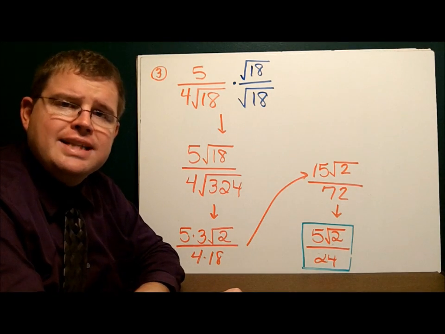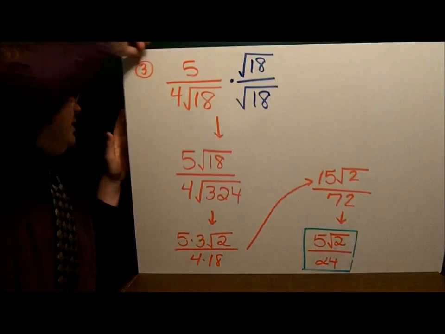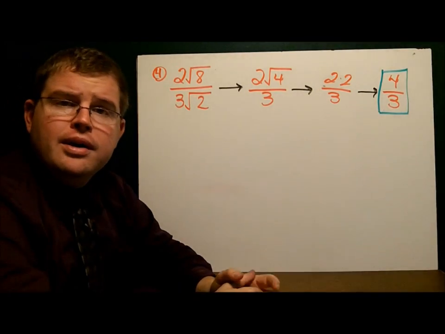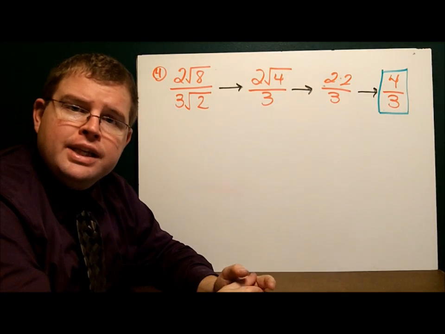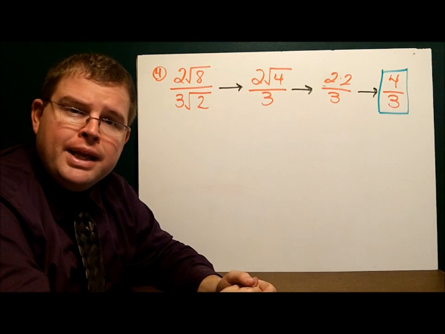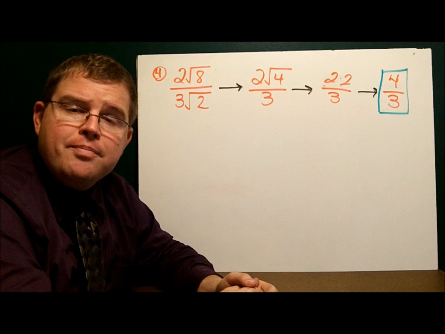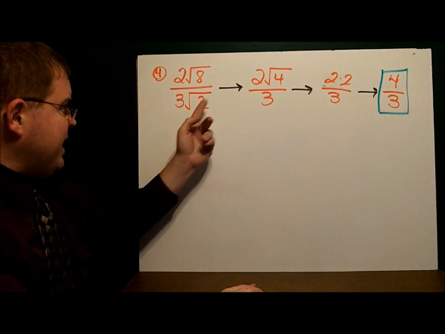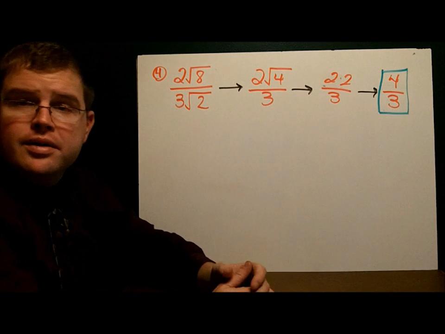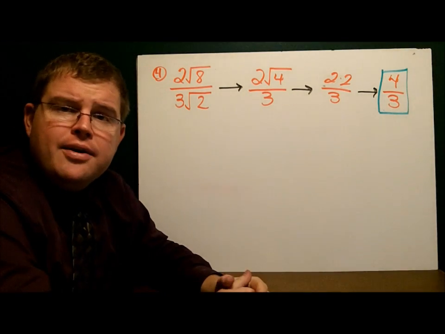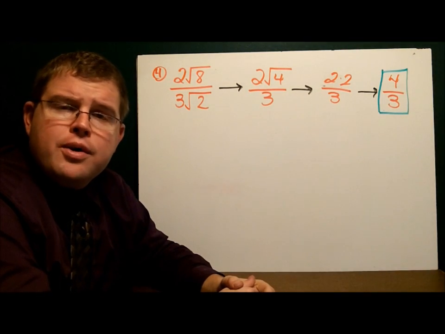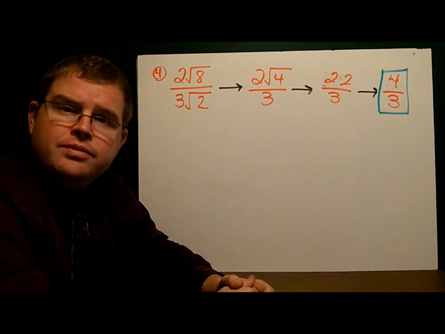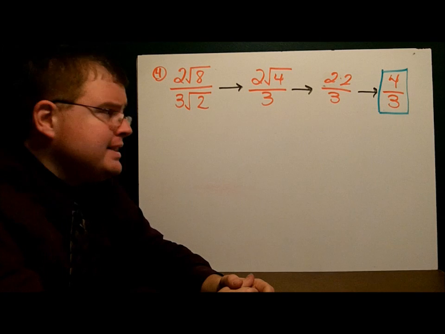Finally, let's take a look at example 4. We have 2 square roots of 8 over 3 square roots of 2. Now, I've said several times the first thing you should do is check to see if plain old division takes care of the problem. Look what happens here. 8 divided by 2 is 4. Plain old division took care of the issue. There's no more square root in the denominator. And as a result, there's no reason for me to rationalize.